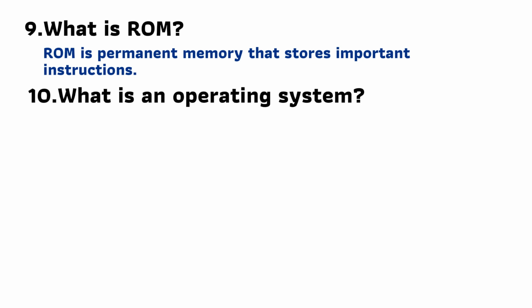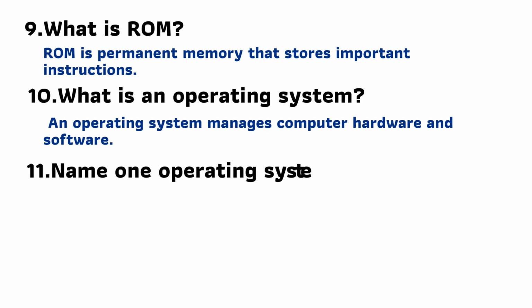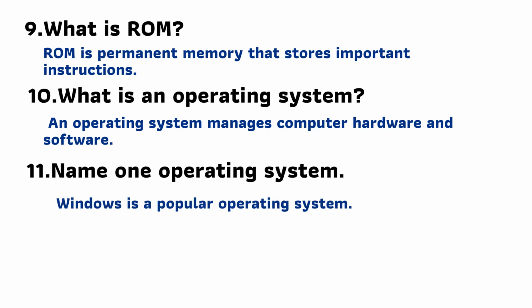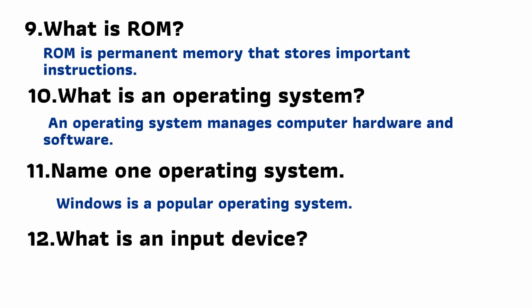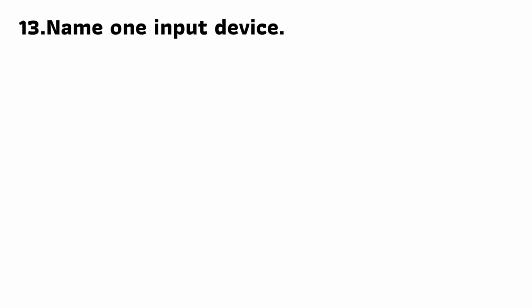What is an operating system? An operating system manages computer hardware and software. Name one operating system. Windows is a popular operating system. What is an input device? An input device is used to enter data into a computer. Name one input device.